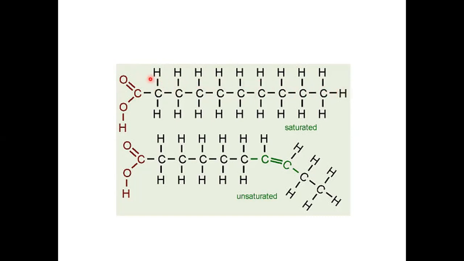So this would be a saturated. Here, I've got one double bond. So this is unsaturated, otherwise known as mono. If you just say unsaturated, it's just a given that there's one double bond. If I were to add another double bond in here somewhere, then it would be polyunsaturated.